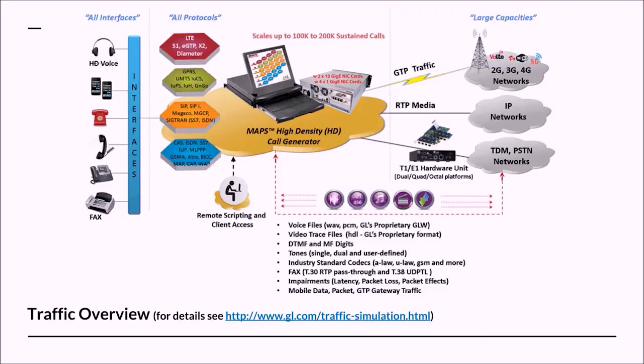Aside from protocol generation, Maps supports traffic generation for nearly all protocols and interfaces. Traffic types include the transmission and reception of voice files in the formats of WAV, PCM, and GL's proprietary GLW format. We can send video traces in the form of GL's proprietary HDL format. We can transmit and receive DTMF and MF digits, tones, fax simulation for TDM and IP, impairment generation, and mobile data generation, such as GTP traffic.